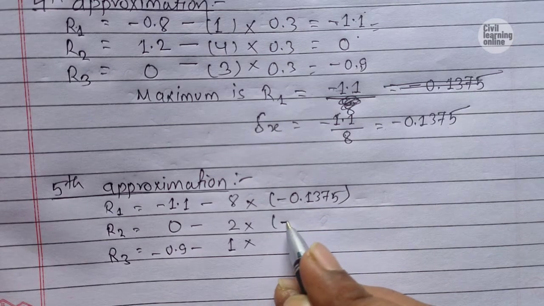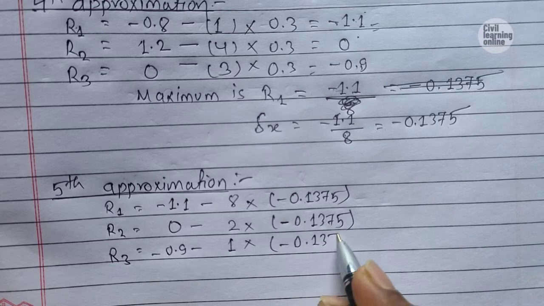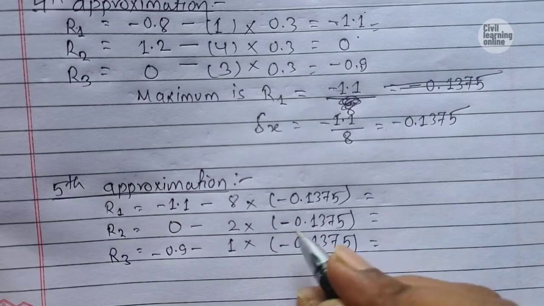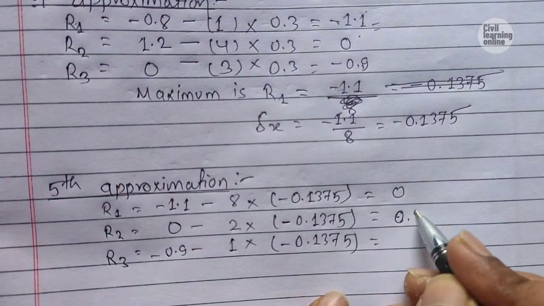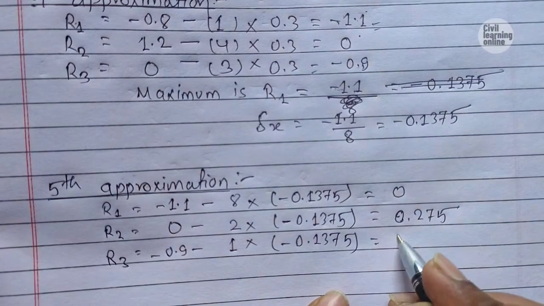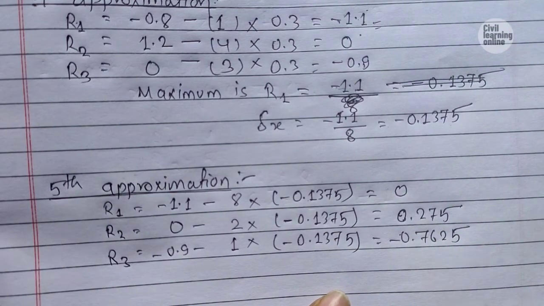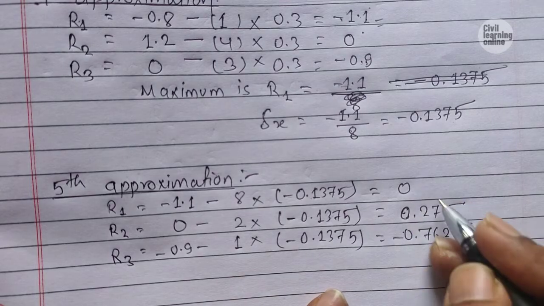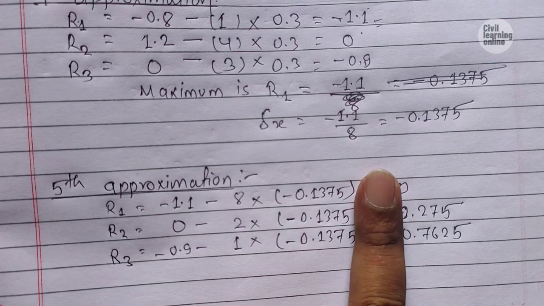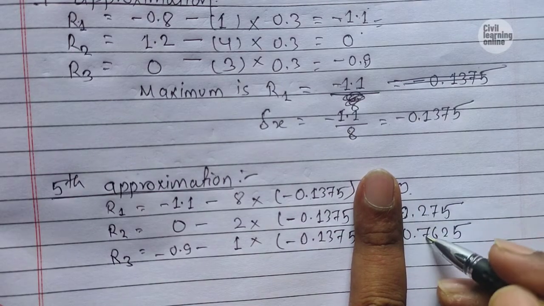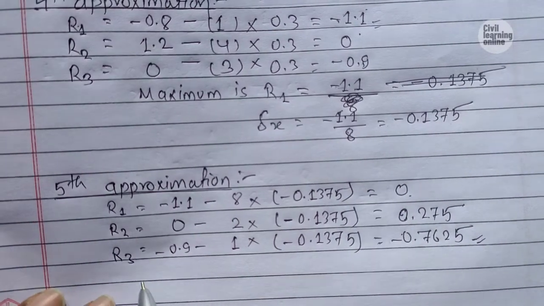So we will have minus 0.1375, minus 0.1375, and on solving this we will get the values in the fifth approximation as 0.275, and again we will get minus 0.7625. Now guys, after this we have to check for the greatest value again among these three numbers. Again neglect the sign, positive or negative, do not consider it, just look for the number. Among these three numbers we have 0.7625 as greatest.